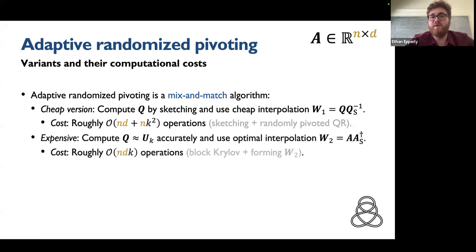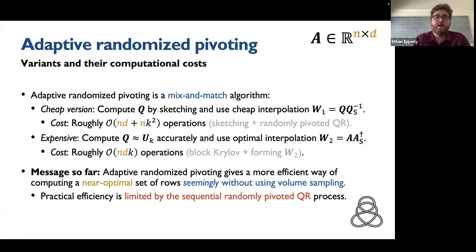But of course, in many applications, we really care about accuracy first and foremost, and we're willing to pay for it. So in this case, we can compute Q approximately UK using a more accurate method like block Krylov iteration, and use the optimal interpolation matrix W2. And in this case, the cost is a little bit more, order NK and DK operations. So it's basically K times as expensive as just the size of the matrix A. So this is also pretty cheap, but it's more expensive than the first version of the algorithm.